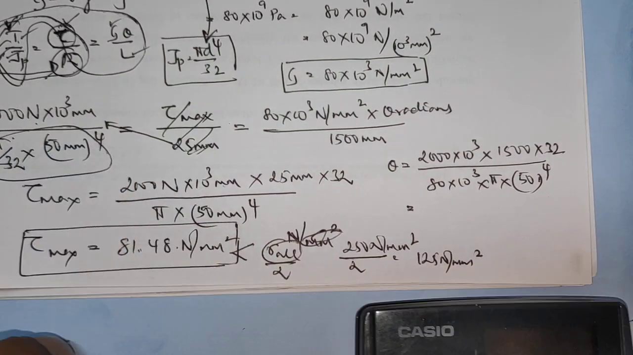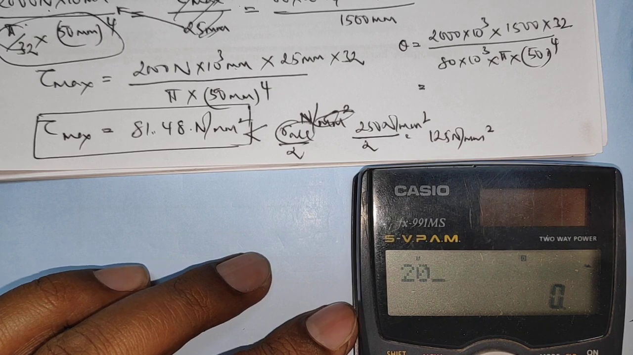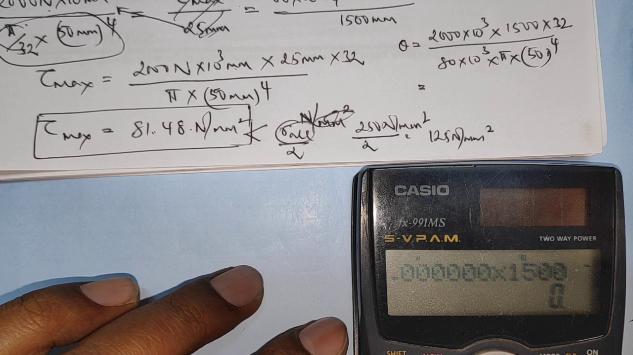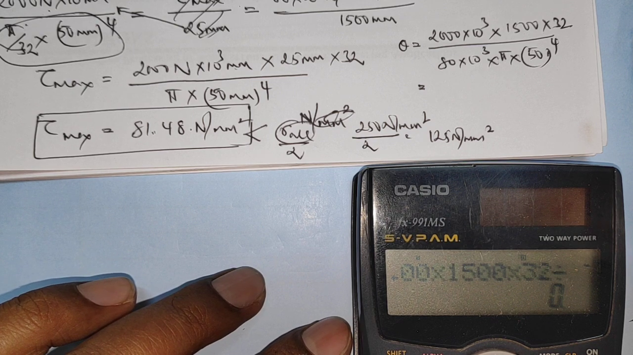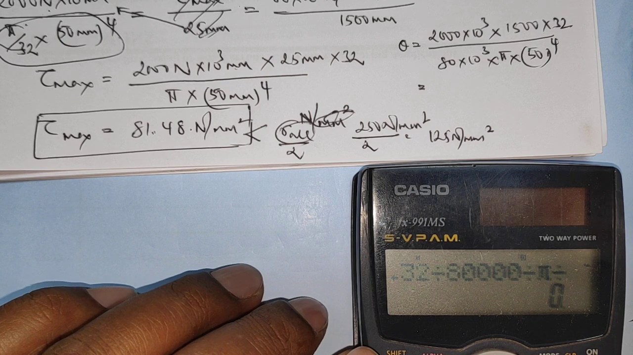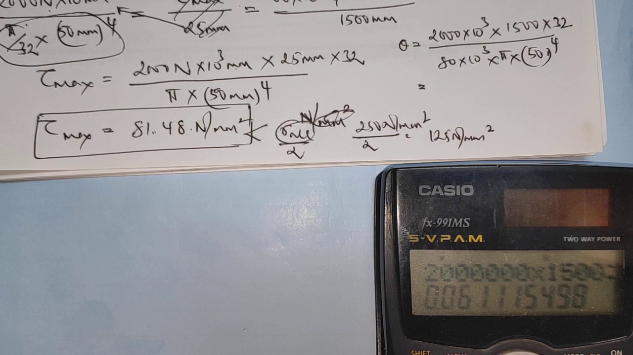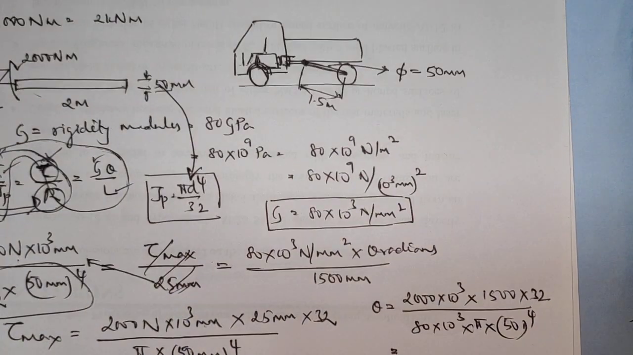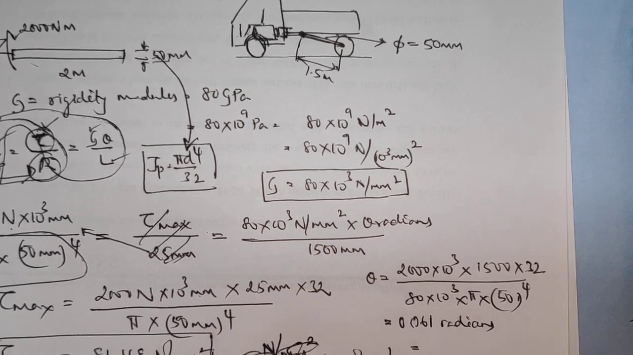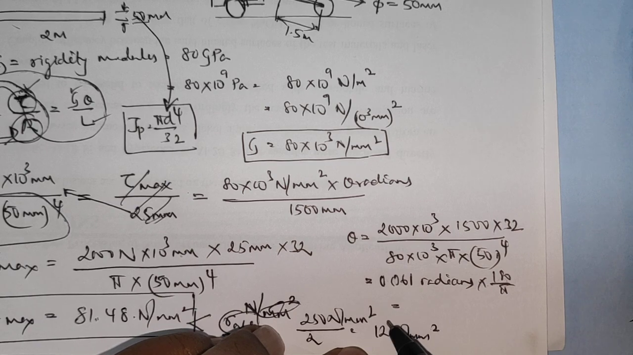So taking this, 2000 multiplied by 1000 is again 3 zeros, multiplied by 1500 multiplied by 32 divided by 80,000 divided by pi divided by 50 to the power of 4 is equal to 0.061 radians. If you want the answer to be in degrees, you multiply this by 180 by pi, you get the answer as 3.5 degrees.